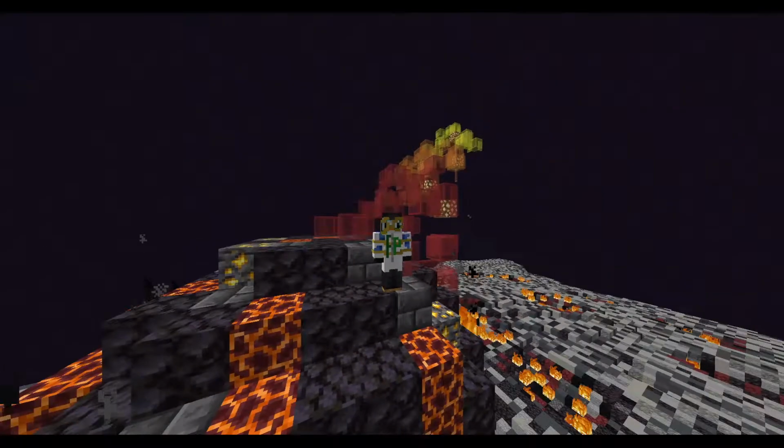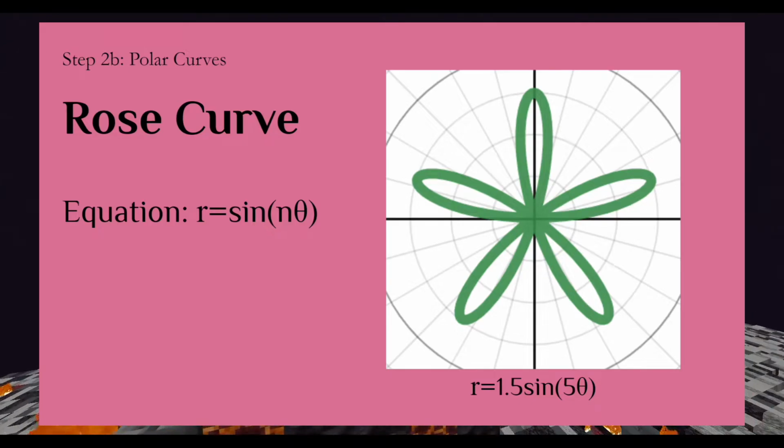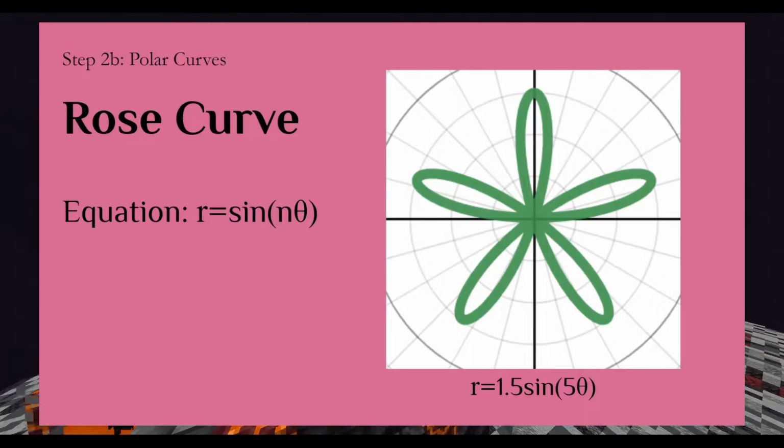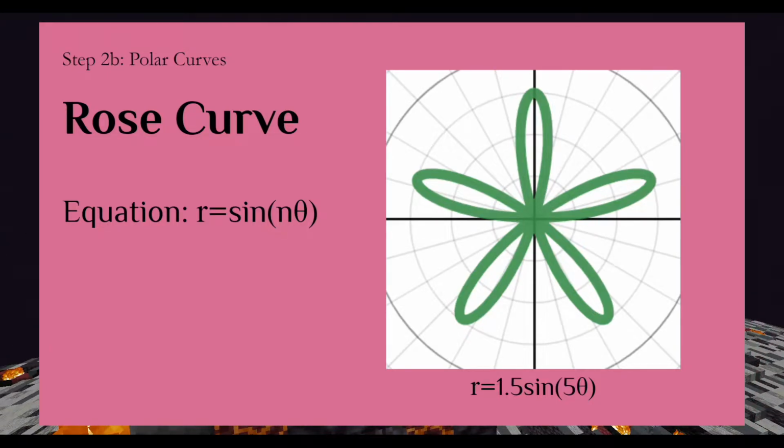Well, our first polar curve is the rose curve. Well anyway, from now on, these polar curves will be using r and theta instead of x and y. I will be talking about how to change your shape later.